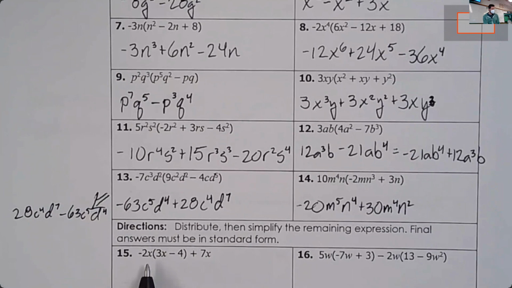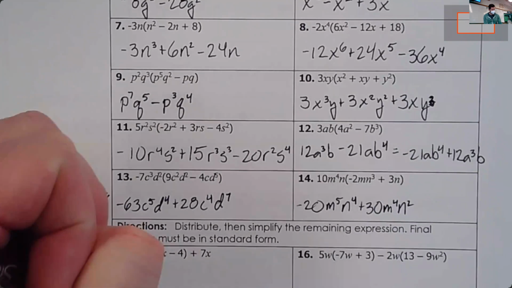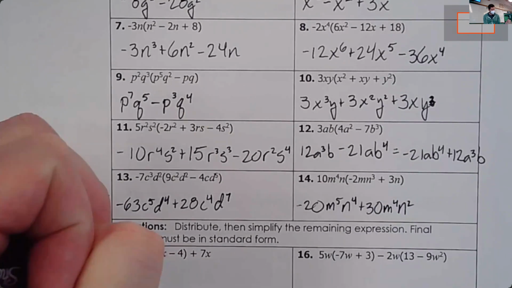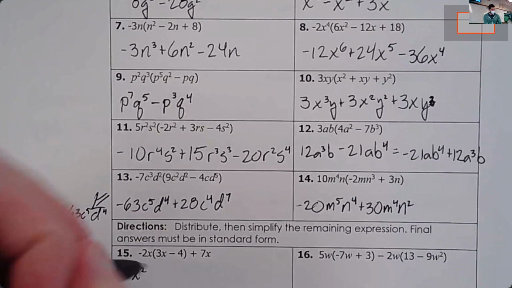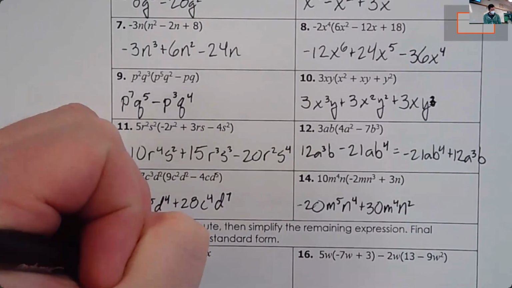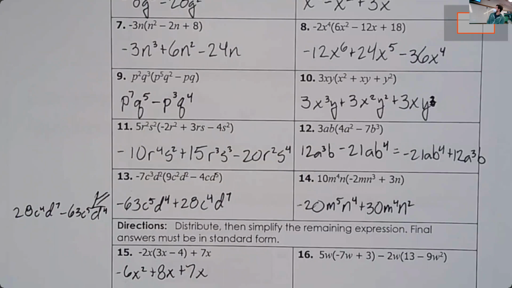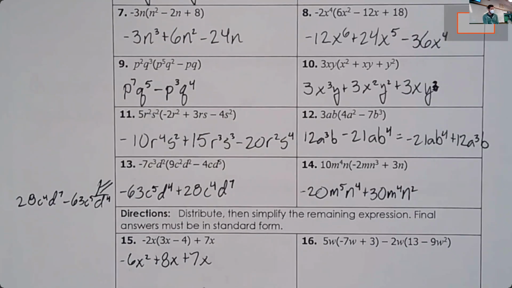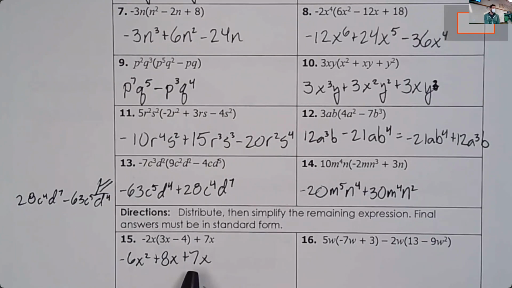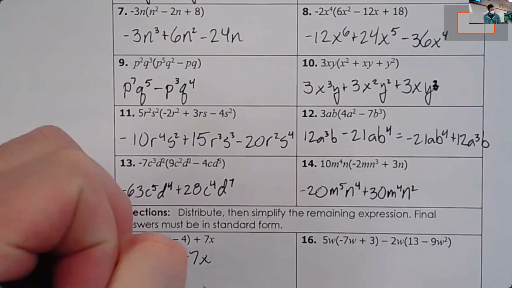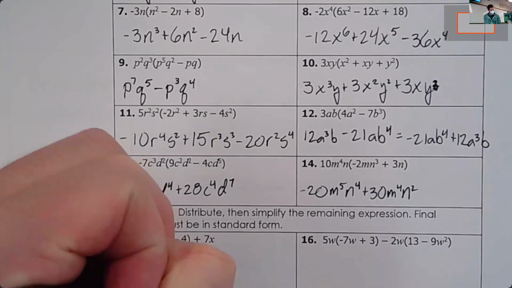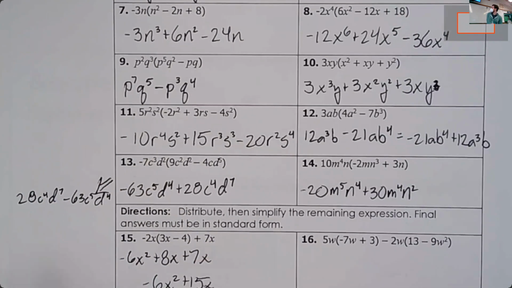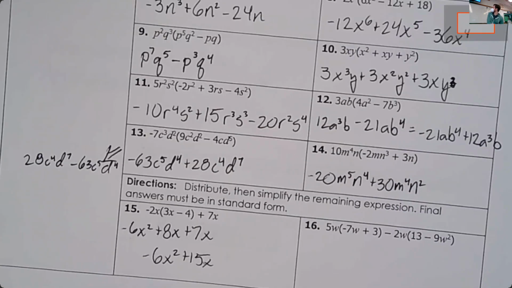So number 15, we're distributing a -2x to a 3x and a -4. So -2 times 3 is -6. X times x is x squared. -2 times -4 is +8 with an x and then plus 7x. So -6x squared plus 8x plus 7x. The 8x and the 7x, those are like terms. We can add those together. 8 plus 7 is 15. So we got -6x squared plus 15x. And that is our answer for number 15.